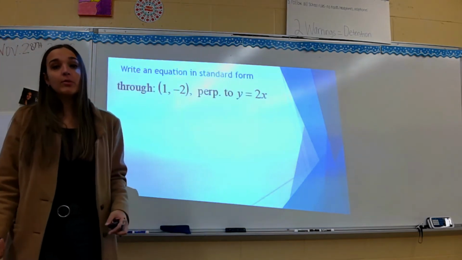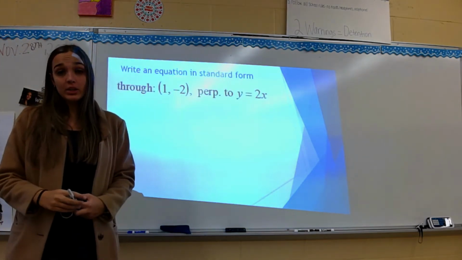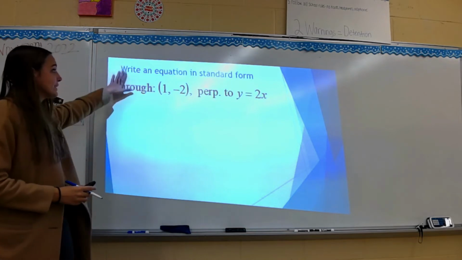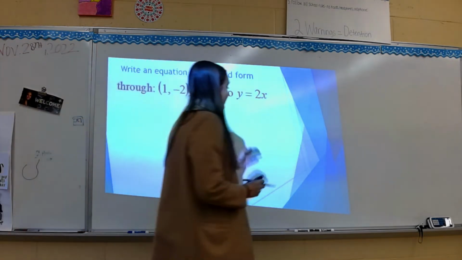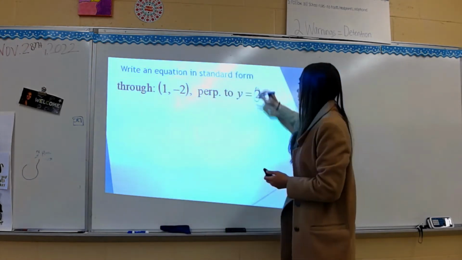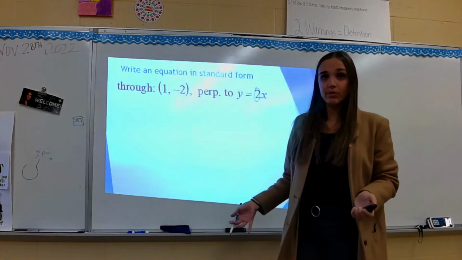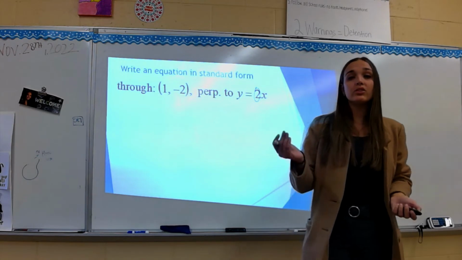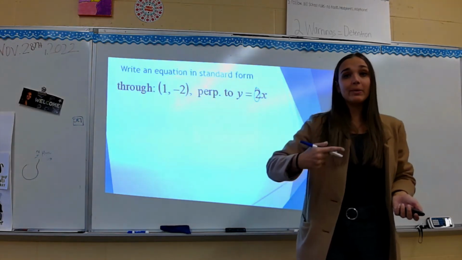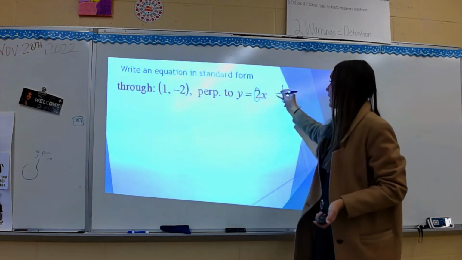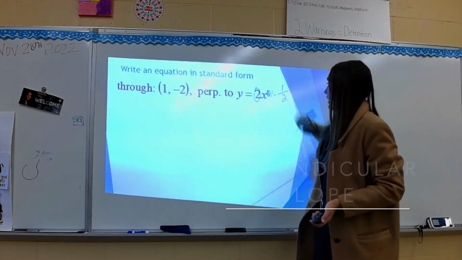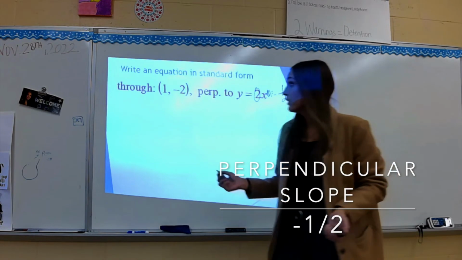So now we have a problem that's asking for the perpendicular line, and we want to put it in standard form. So we have our slope, it's already in slope-intercept form. Our slope is 2. So we need to take the negative reciprocal of that. So 2 is the same thing as 2 over 1. We flip that, that becomes 1 over 2. Because it's positive, we make it a negative. So my new slope is going to be negative 1/2.